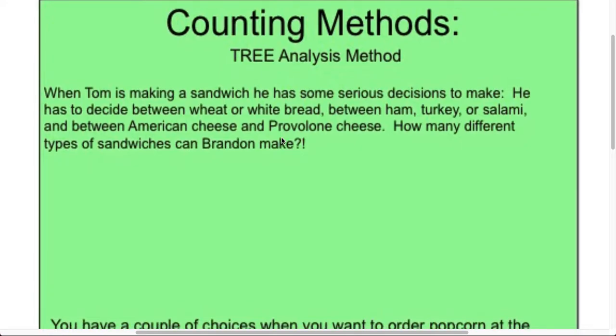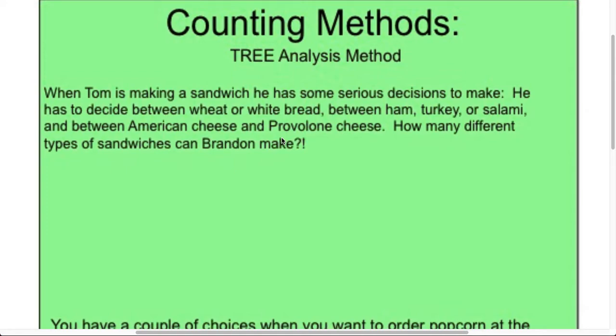The first method we're going to go through is called the tree method, which we'll find out isn't really the most effective way to do this, but it'll at least give us some reason as to why the shortcut works. Okay, so it says when Tom is making a sandwich, he has some serious decisions to make. He has to decide between wheat or white bread, between ham, turkey, or salami, and between American or provolone cheese. How many different types of sandwiches could Brandon make?